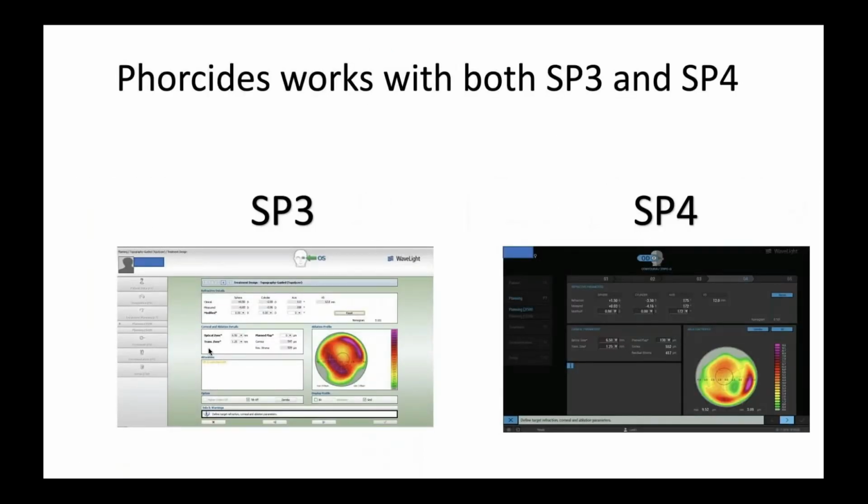Now, there are 2 different forms of software that are used by Alcon for their planning laptop. There is the much older SP3, which has a gray background, and there's the newer SP4. And most people have now been converted to SP4. There may be a few holdouts using SP3. It's important to know that Phorcides will work with both, but you'll have to tell Phorcides which version you're using.